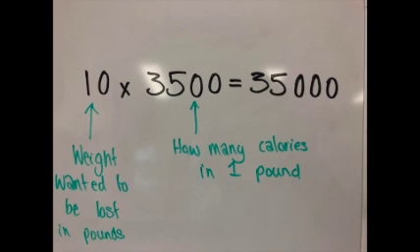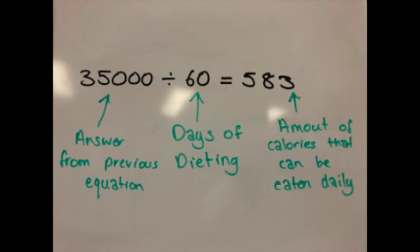For example, I want to lose 10 pounds and there is 3,500 calories in 1 pound of fat. So I would multiply them together, which equals 35,000. I want to diet for 60 days, so I would divide 35,000 by 60 to equal 583. This is how many calories I can eat up to for each day of my diet.